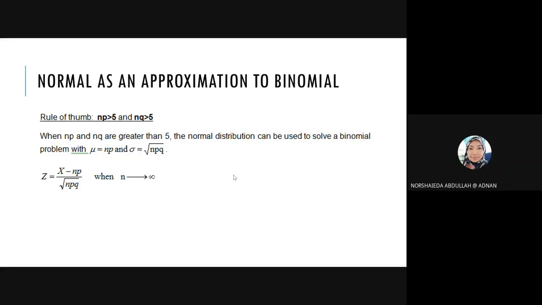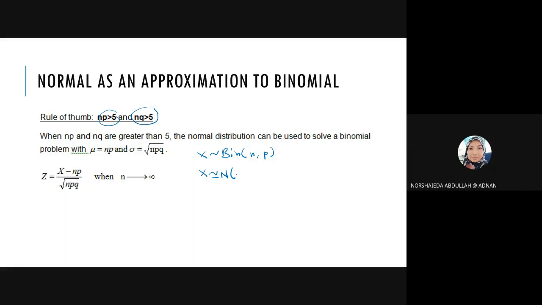So the first one, normal approximation to binomial. We can use this when NP greater than 5 and N times Q greater than 5. Okay. So the original distribution is binomial. From binomial, we have the parameters N and P. So when we want to use the normal approximation, we need mean and variance.